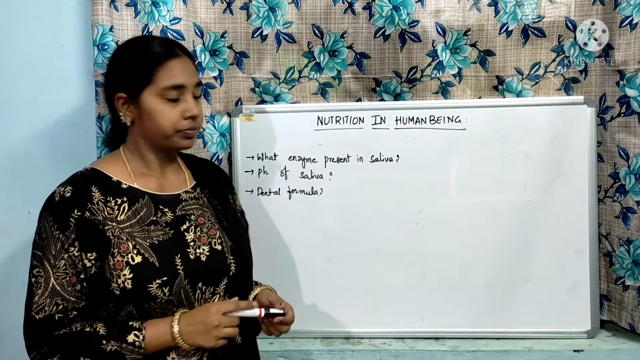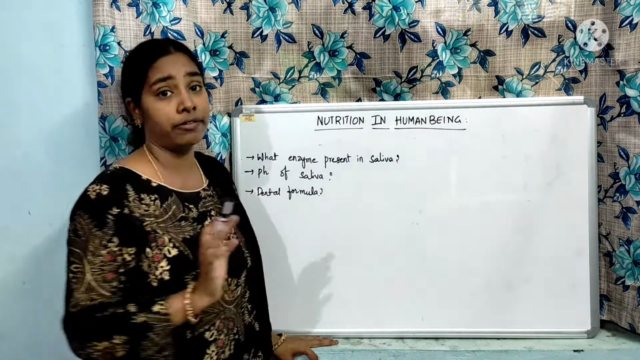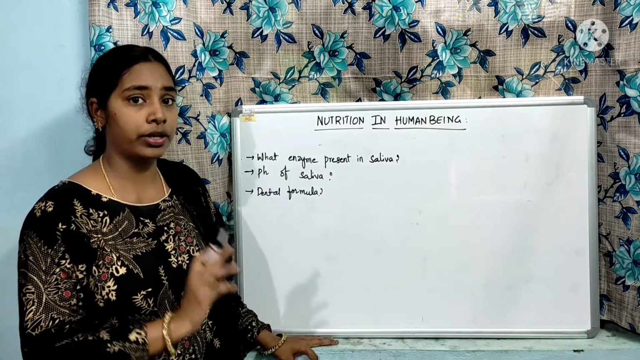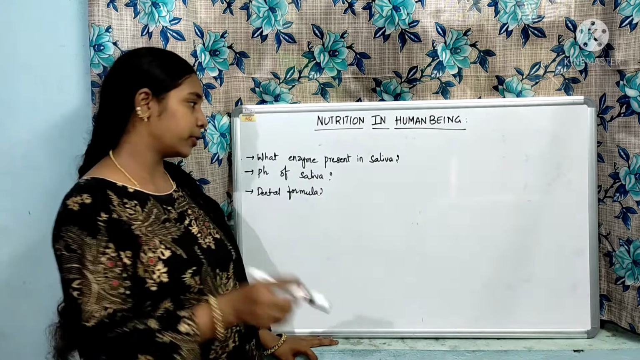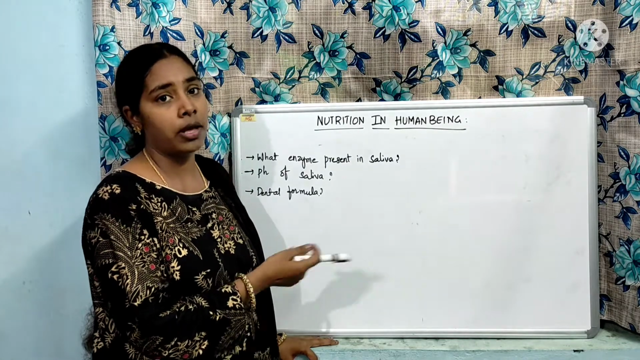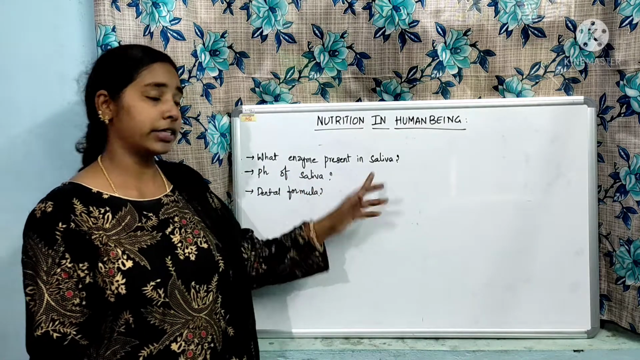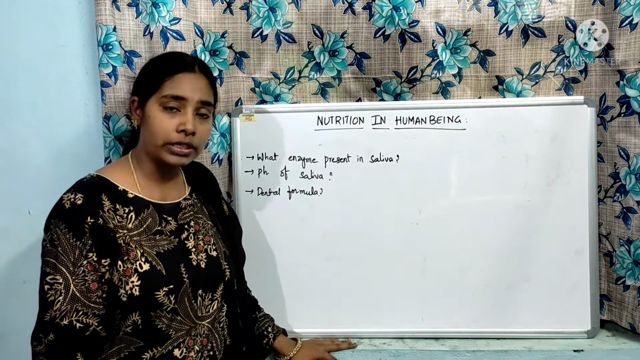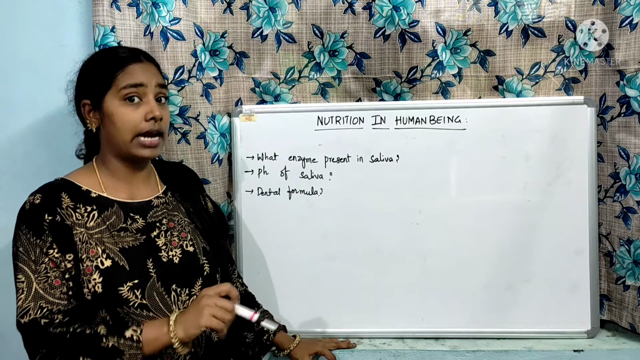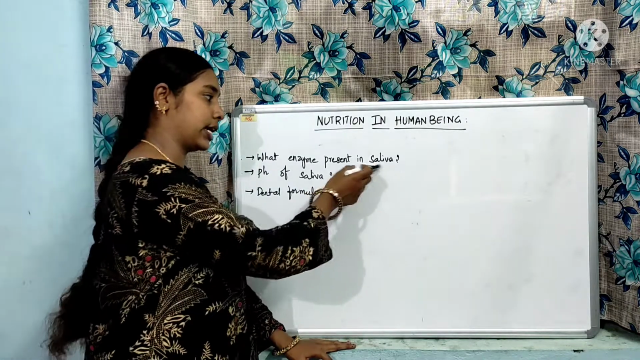Children, I ask three questions for you, and these three questions are very important. They may be asked in your examination also, so try to answer them. Based on the explanation I gave just now, I prepared three. First, what enzyme is present in saliva? Inside our mouth are the salivary glands, and they contain an enzyme. What is that enzyme?